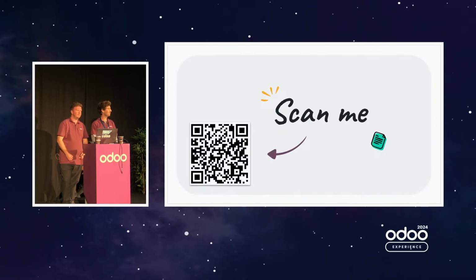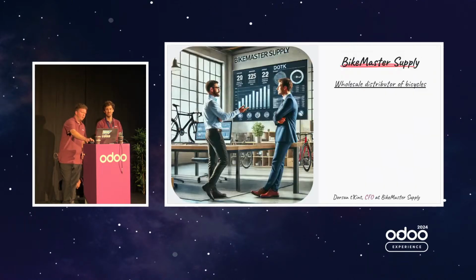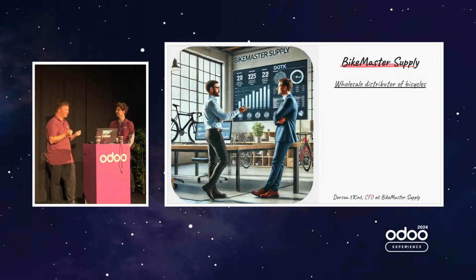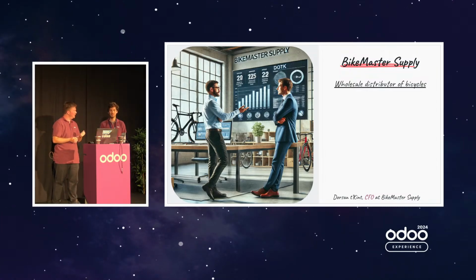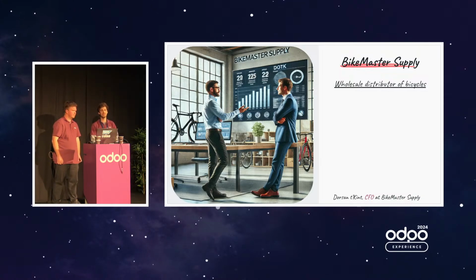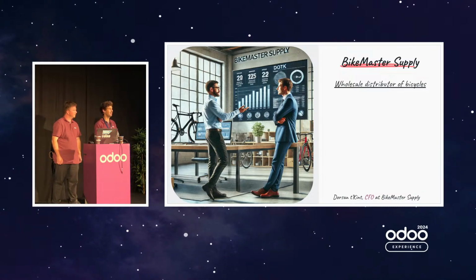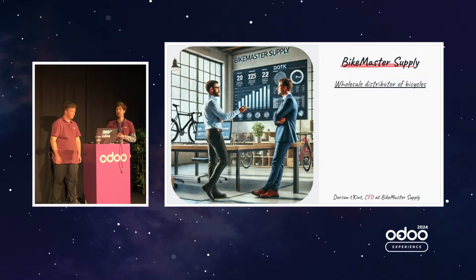Let's start with the use case of the day, which is a use case of Bike Master Supply. Well, thank you very much, Dorsan, for joining me today. As the CFO of Bike Master Supply, could you give me a brief overview of your company and how you've been using Odoo so far? Yeah, exactly. So Bike Master Supply is a wholesale distributor of bicycle and bicycle parts, mainly operating in the retail industry. So we have been using Odoo for the last 3 years now, and we are very happy with it.